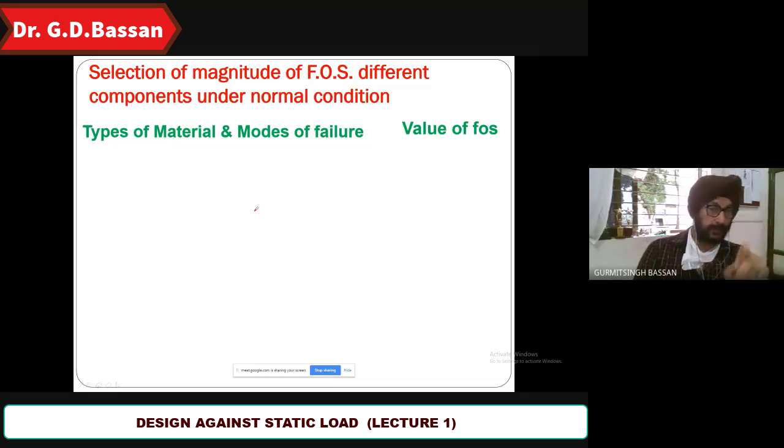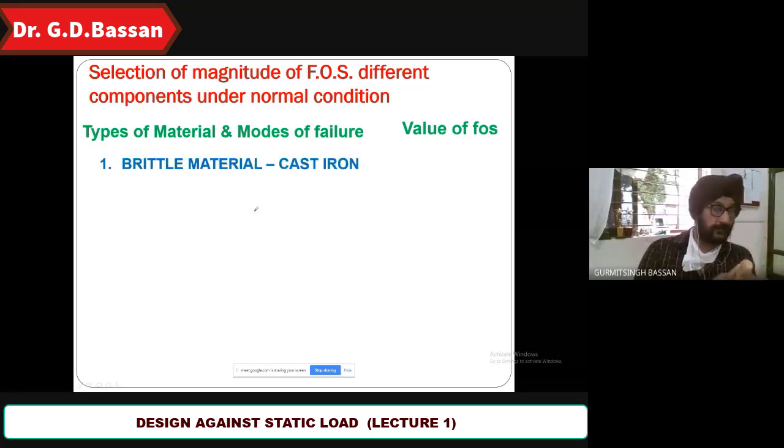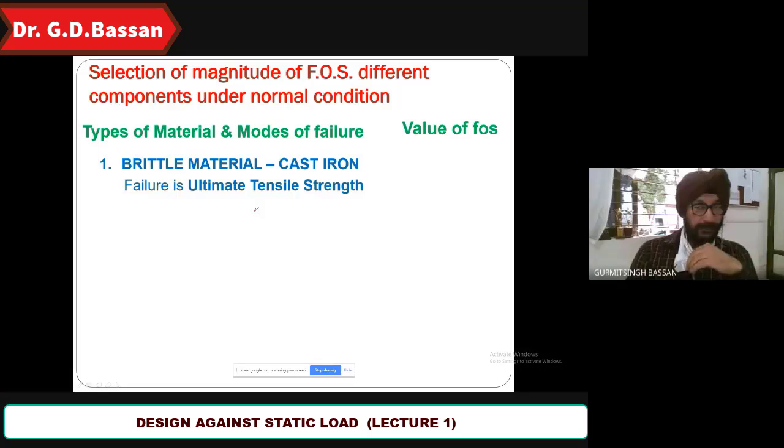The first is brittle material. How does brittle material fail? By ultimate tensile strength. I'll repeat it again: brittle material, that is cast iron, fails in ultimate tensile strength. So the value of the factor of safety for brittle material, we generally take 3 to 5. These are the normal conditions, but if the condition changes, we may increase or decrease this value. This is the factor of safety under normal condition.